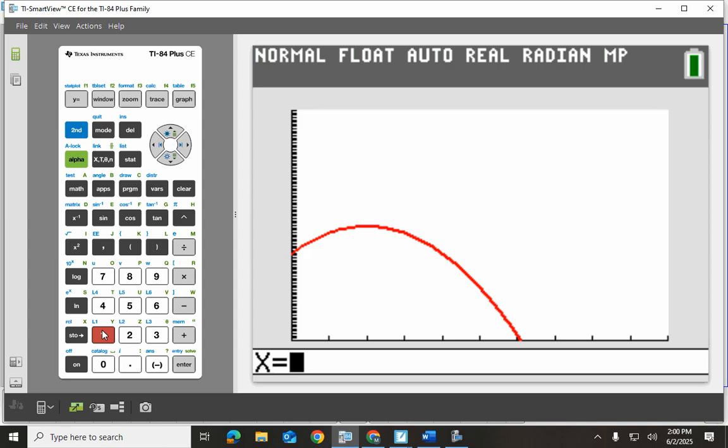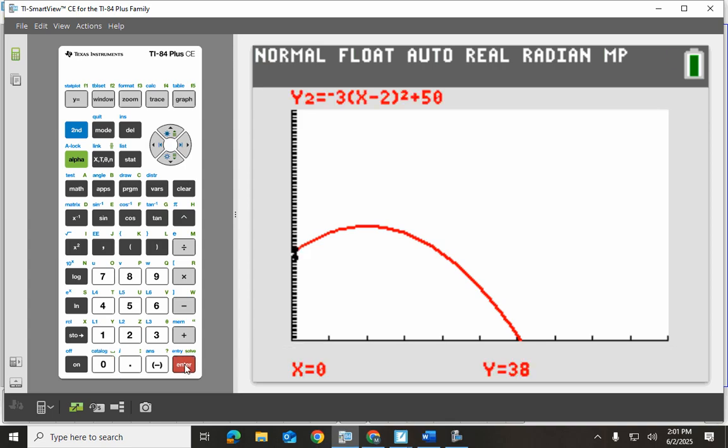You can plug in anything, as long as right now it's a number between 0 and 10. If I plugged in 27, I'll get an error message. But if you plugged in 1.84825, it would find the matching y. I just need to know this point right here. My x-coordinate is 0. If I hit enter, the y is 38. So it was launched from a height of 38 meters.